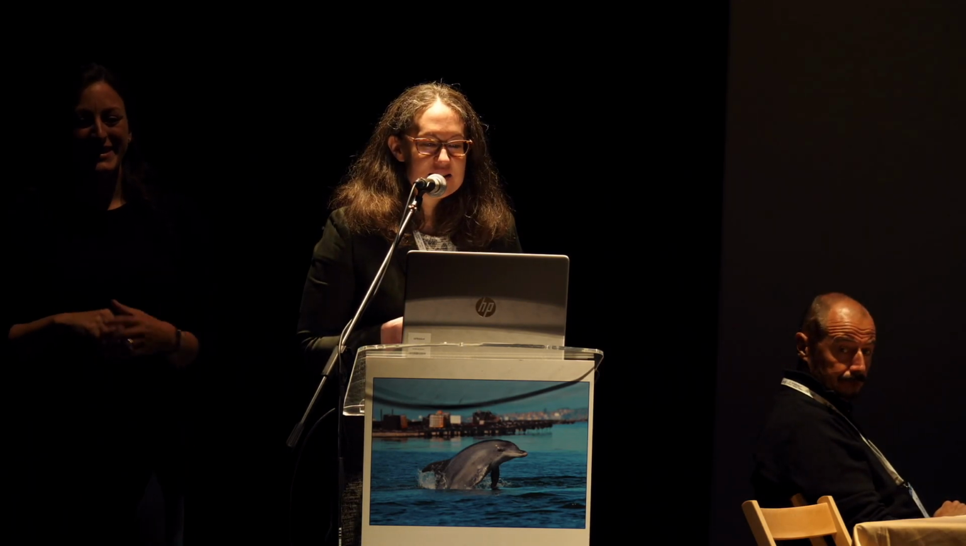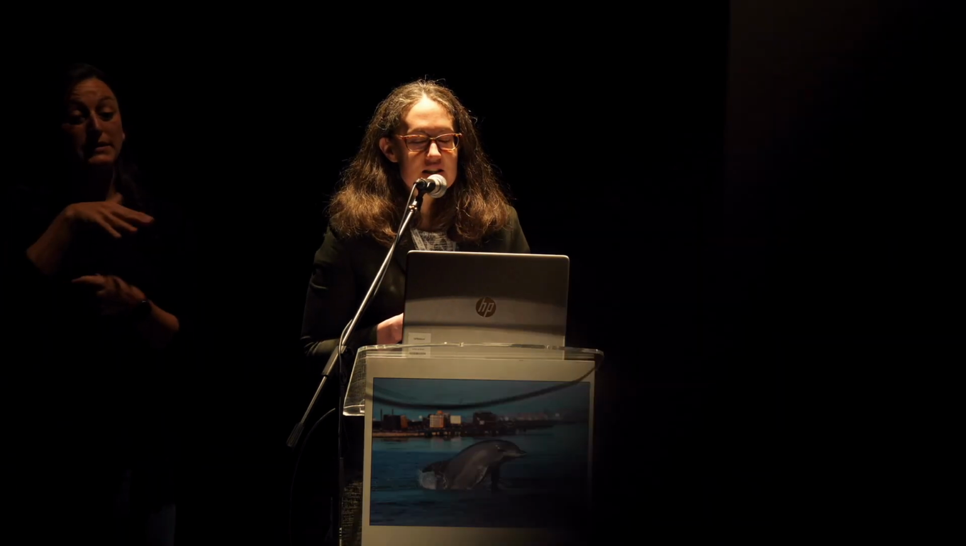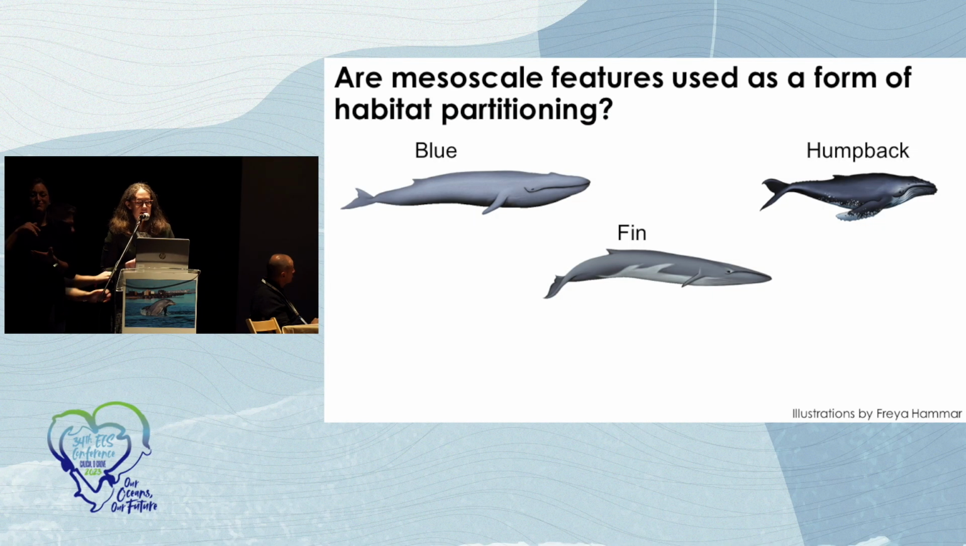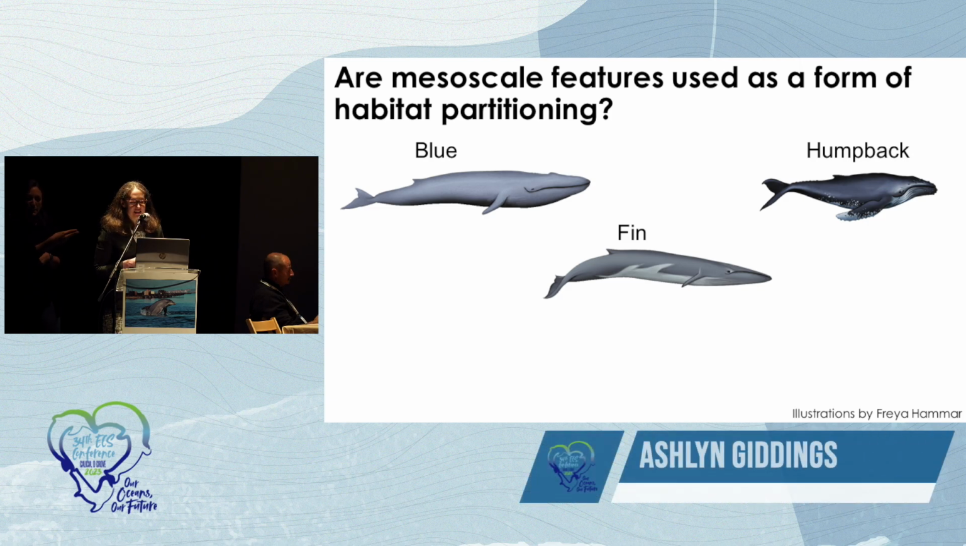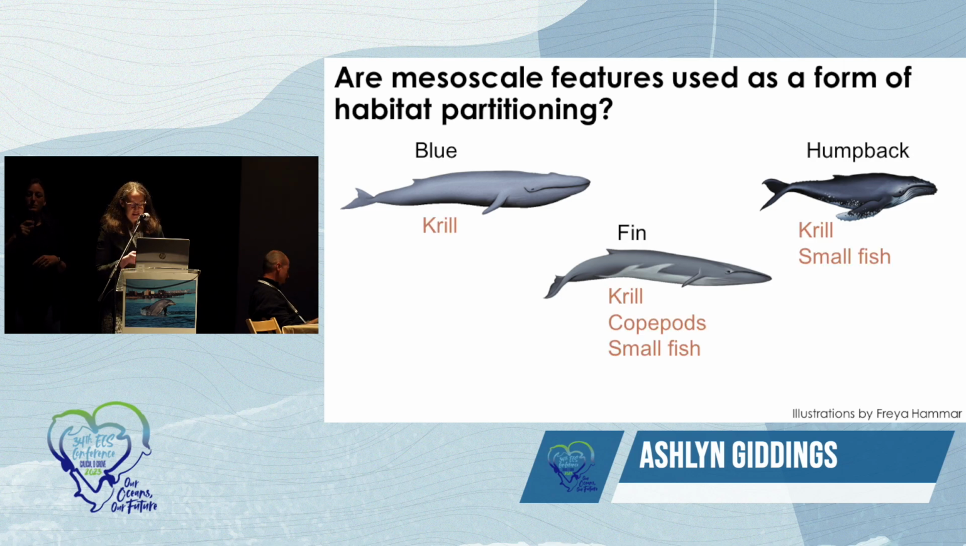So I am happy to talk to you about habitat partitioning with mesoscale features. Habitat partitioning is a strategy used by organisms to reduce competition. There's a theory in ecology called competitive exclusion theory: if two species occupy the same niche, one would outcompete the other, and the weaker species would go extinct. And resource partitioning allows species with similar niches to coexist.